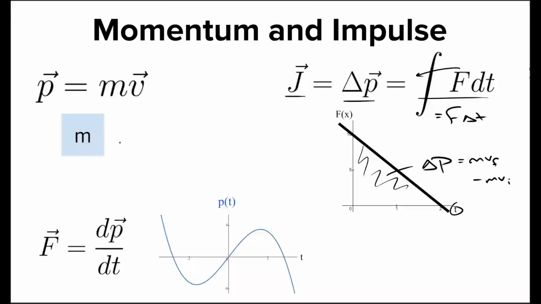You can pull that out of the integral. And you could rearrange this formula just like we did a minute ago. Instead of saying that delta p is integral F dt, rearrange it, you get that F is dp/dt. What does this mean? Well, if you get a momentum graph, the slope of this momentum graph is the force. So in this case, the slope is positive. That means there's a force on this in the positive direction.